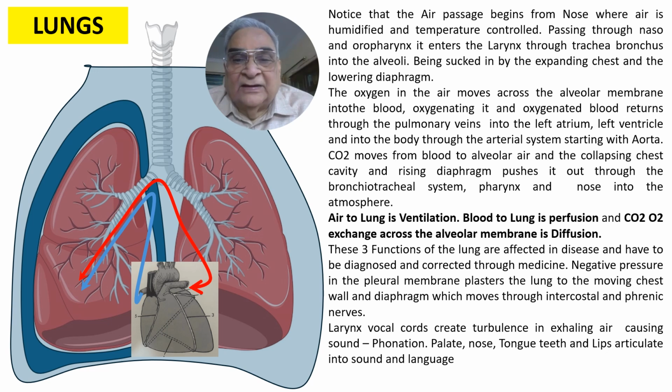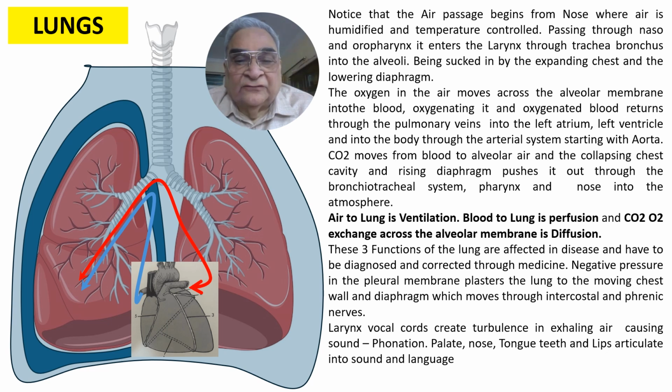Air to the lung is ventilation, blood to the lung is perfusion, and CO2-O2 exchange across the alveolar membrane is diffusion. These three functions of the lung are affected in disease and have to be diagnosed and corrected through medicine. Negative pressure in the pleural membrane plasters the lung to the chest wall and diaphragm and thus causes it to move through the intercostal nerves and the phrenic nerve.